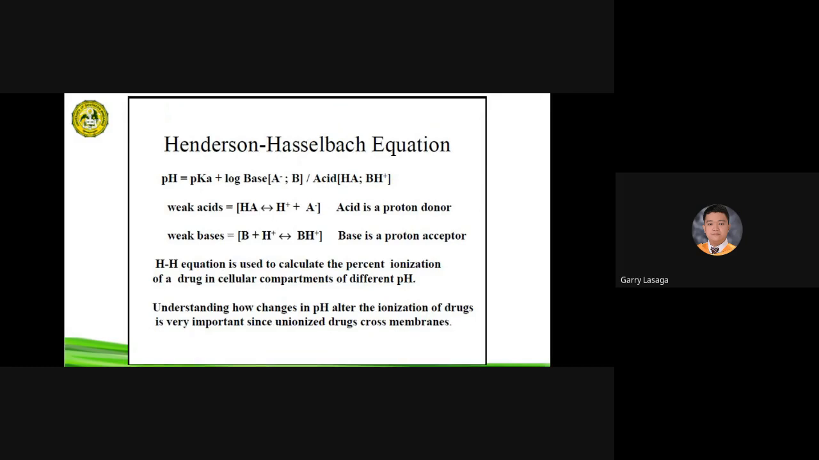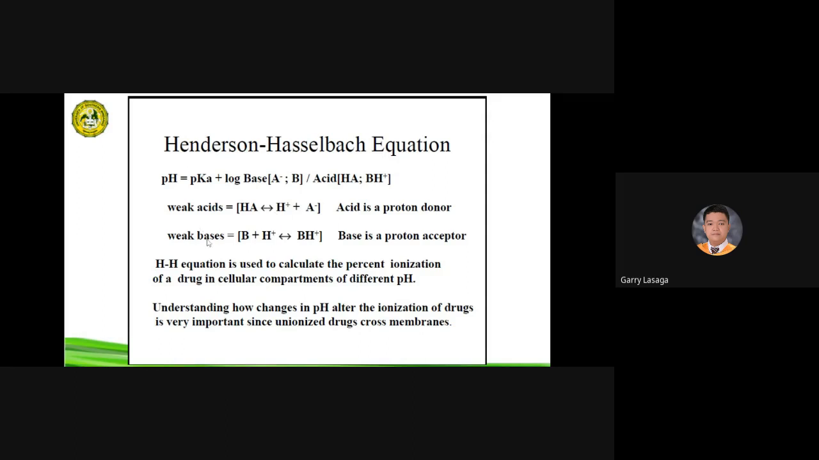So in here, we have a weak acid. Normally a weak acid, HA, exists in the unprotonated form or the unionized form. So it has now the capability to give off or donate a hydrogen ion to form a conjugate base, A minus. So acid is a proton donor. Proton refers to the hydrogen ion.